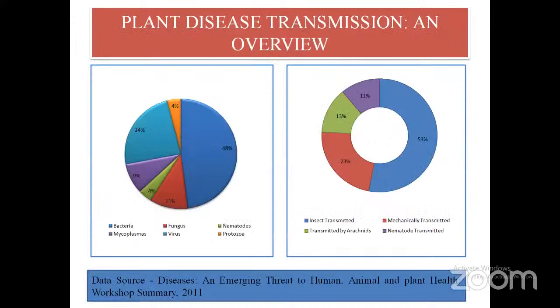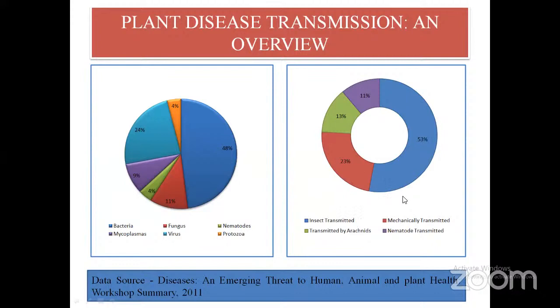Now there is a generalized overview of plant disease transmission, which is taken from the workshop summary, diseases and emerging threats to human, animal, and plant health. It is the data source from where I have collected data. In this pie chart, we can clearly see how plant diseases are prevalent and how these are transmitted in the ecosystem. Firstly, bacteria are one of the most important contributors, around 48%. Then there is a 24% contribution of viruses. After that, we can see fungus, mycoplasma, nematodes, and protozoans, which contribute a little less than the major contributors.